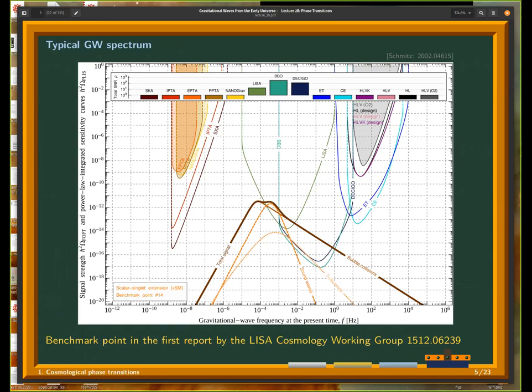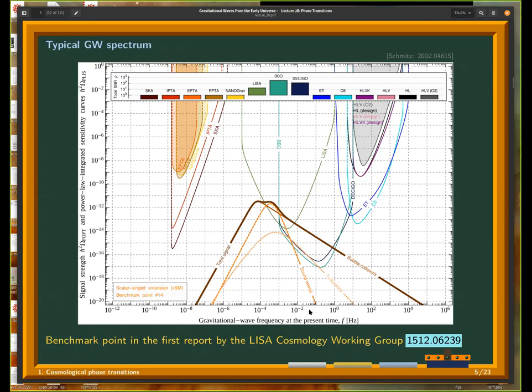And before we go into the details, just as a little teaser for what we're going to discuss during this lecture, I want to show you an example spectrum here on this slide. So this is for a benchmark point for a specific extension of the standard model that has been discussed in the first report on gravitational waves from first order phase transitions by the LISA cosmology working group. So this benchmark point is just taken from this paper here. And for this benchmark point, you then find the three individual contributions from bubble collisions, sound waves, and turbulence, each described by specific power law dependence at low frequencies and high frequencies.